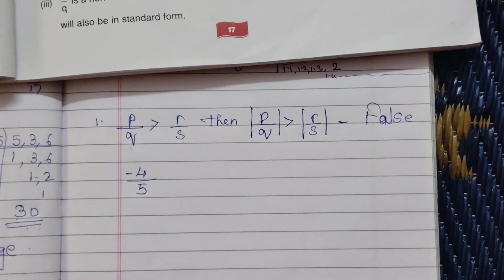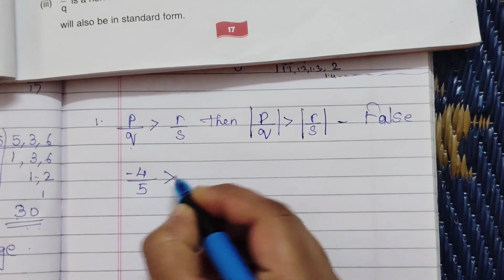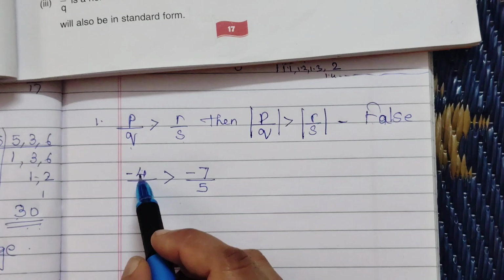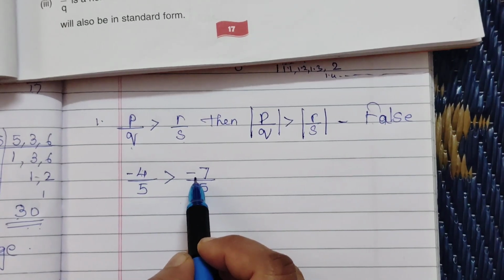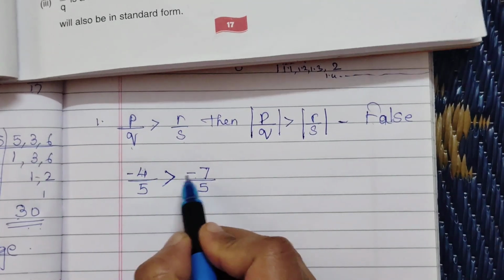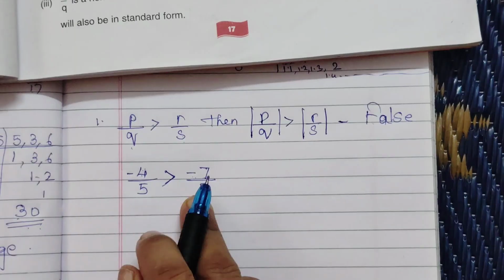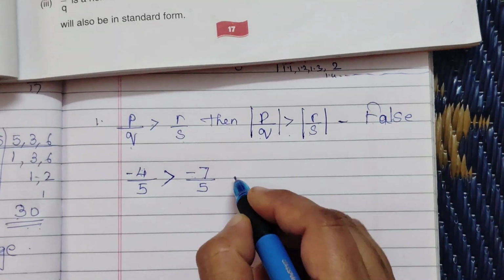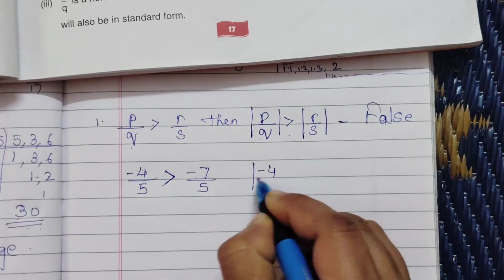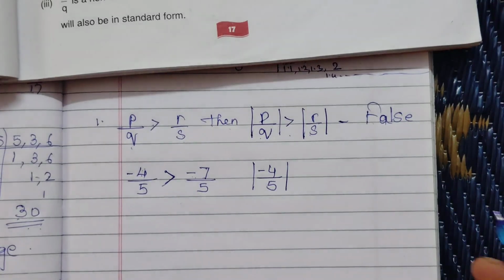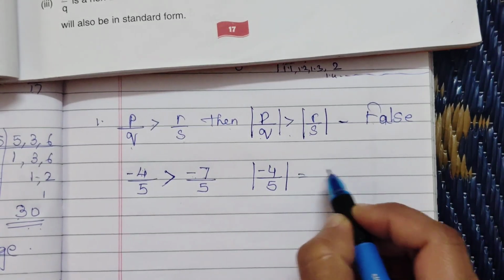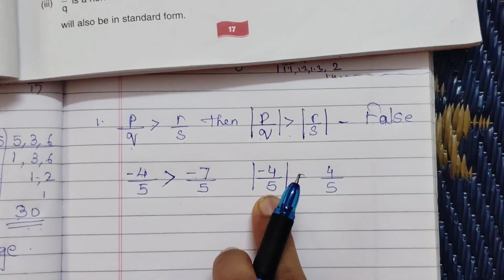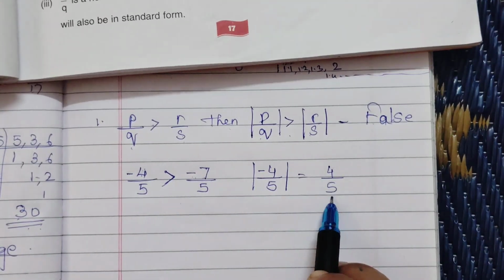Say r/s is minus 7/5. Minus 4 is greater than minus 7, right? So minus 4/5 is greater than minus 7/5. Okay, then we have to show whether in the absolute value it will be greater. So if I put this minus 4/5 in the absolute value, what answer will I get? 4/5, right? Minus 4/5 in absolute value, so I will get positive 4/5.